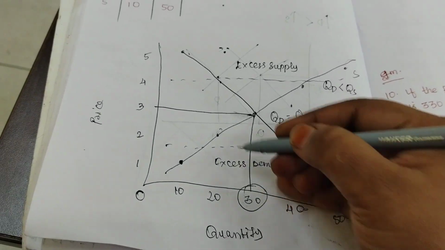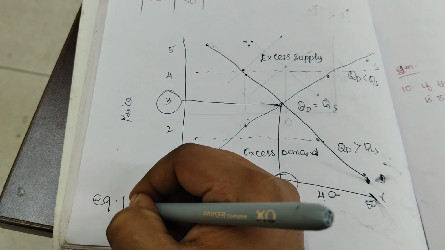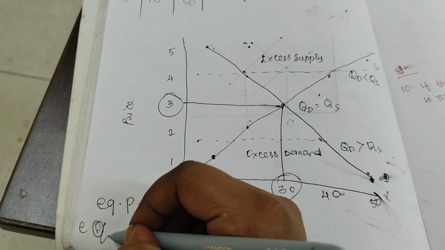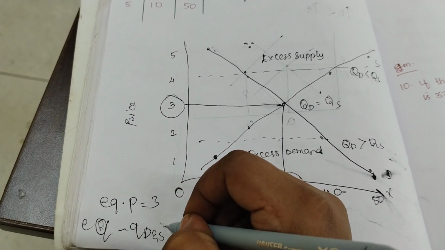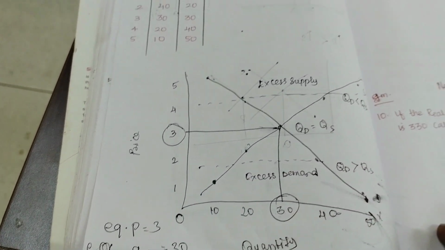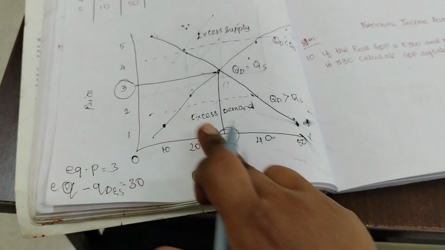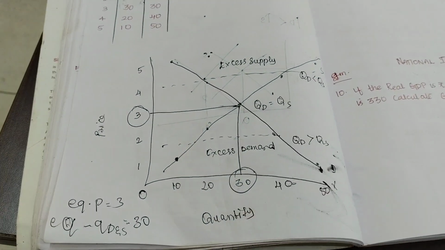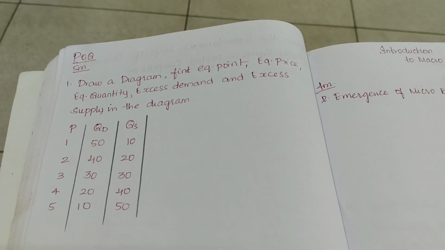So equilibrium quantity and equilibrium price. You can write it as equilibrium price is equal to 3 and equilibrium quantity of demand and supply is equal to 30 also. You can write it in order to complete, okay, because you have to make sure which is equilibrium price and which is equilibrium quantity. This is your POQ for the market equilibrium.